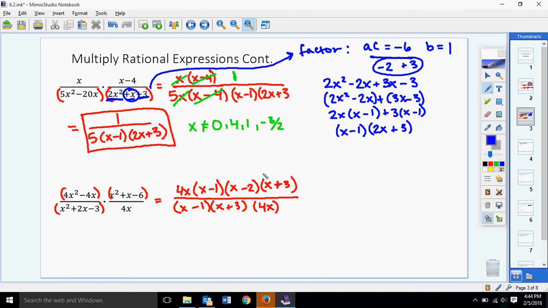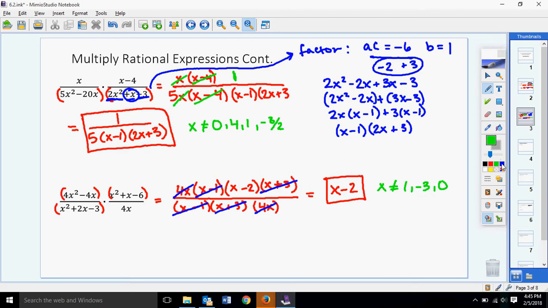So now that I've factored, I want to look for pairs that cancel. Obviously, my 4x will cancel with the 4x, x minus 1 and x minus 1, and an x plus 3 and an x plus 3. So lots of things canceled. The only thing remaining is an x plus 2 in the numerator. Remember, there is an imaginary 1 in the denominator, but I don't have to write that. This is my answer. Again, if you're worried about the domain, it's x cannot equal 1, it cannot equal -3, and it cannot equal 0. If you have questions over that, please ask me, but WebAssign is not going to make you type in the restricted domain.